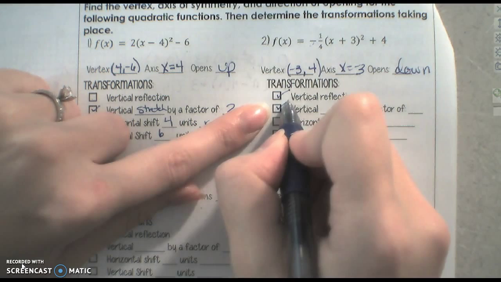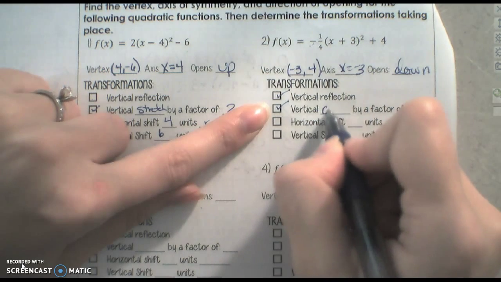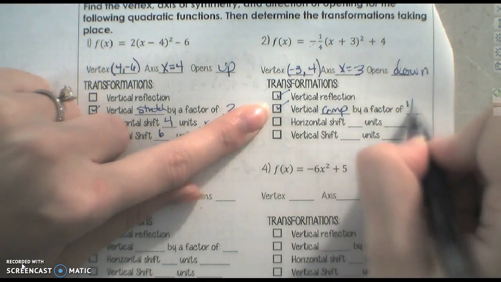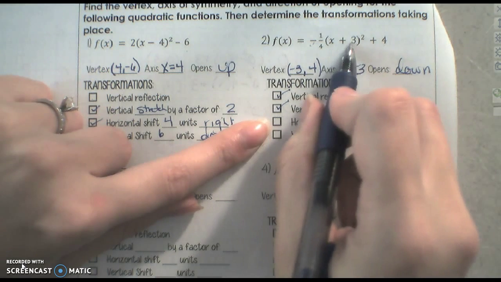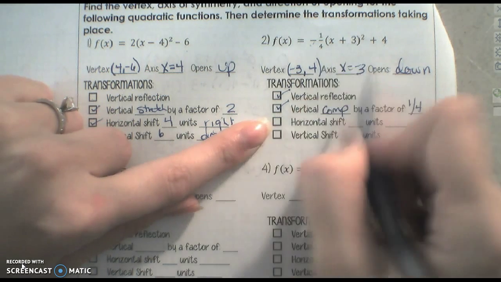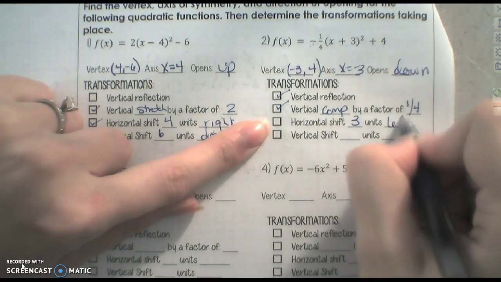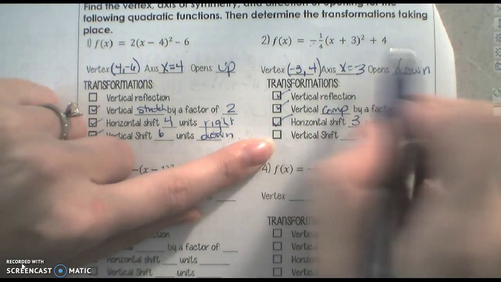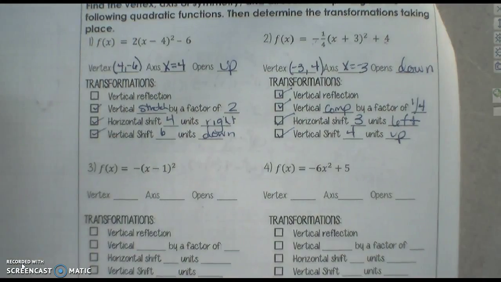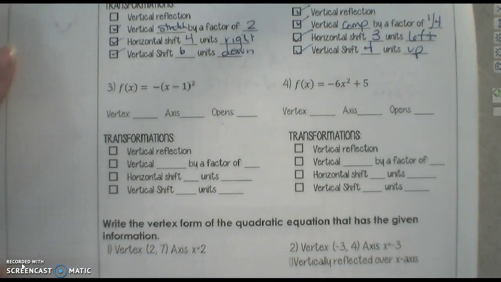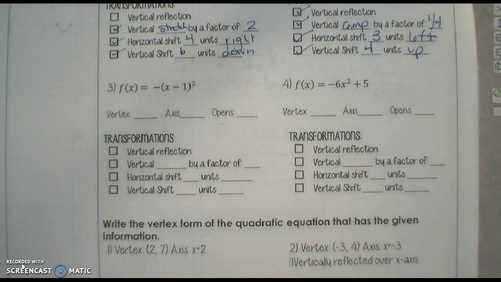We have a 1/4, which means it's a compression by a factor of 1/4. Then inside here means not right 3, but opposite thinking, left 3 units to the left. And then this 4 behind there is up, moving us up 4. So try these next 2 on your own and check when you're ready.